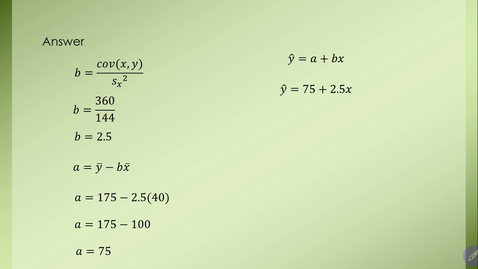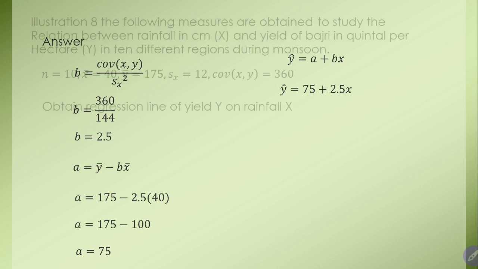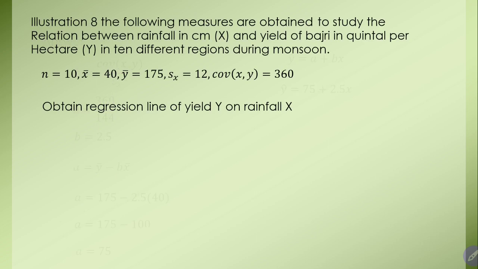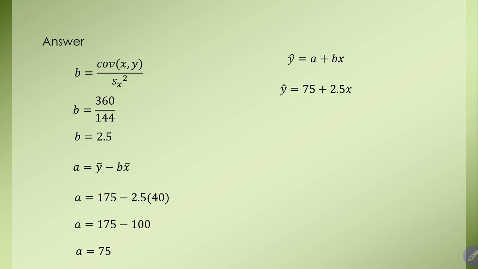Now we will find step 2, that is A. What is A? It is y bar minus b x bar. Now what is y bar? It's 175. It is mentioned in the question, sir. Yes, you can see the question. A is equal to 175 minus, what was B? B is 2.5. You have just solved it in step 1. So 2.5 into 40. If you multiply 2.5 into 40, the answer is 100. So it's 175 minus 100, that is 75.